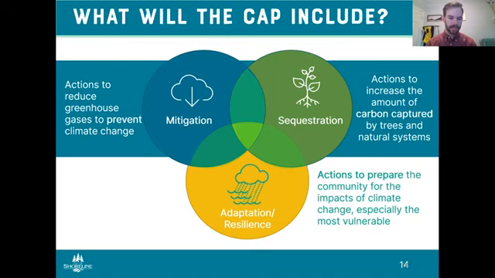And then sequestration on the right, so that's the section we're jumping into here. Think of that as pulling the plug and draining the bathtub, so taking some of the water out of the tub. And then adaptation and resilience, which we'll come to shortly, is learning how to swim with the water that's in there. Next slide, please.